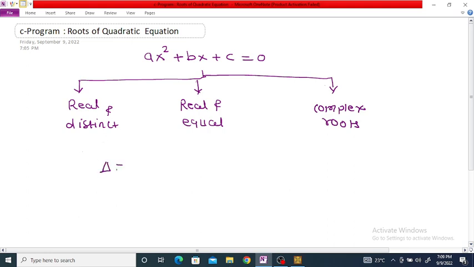So we call it the discriminant. Delta is equal to b square minus 4ac. The value of delta, our discriminant, is delta equal to b square minus 4ac. For real and distinct, the value of delta is greater than 0. For real and equal, the value of delta is equal to 0, and for complex roots, the discriminant is less than 0.